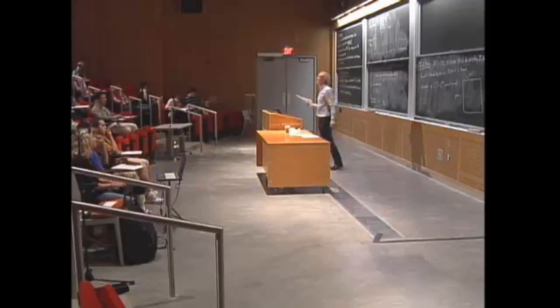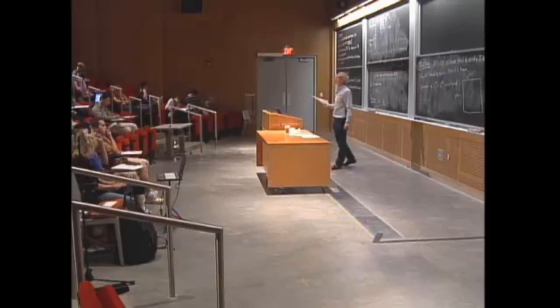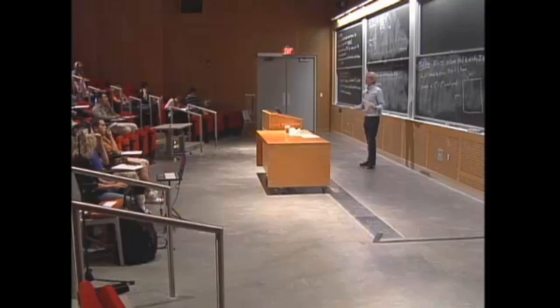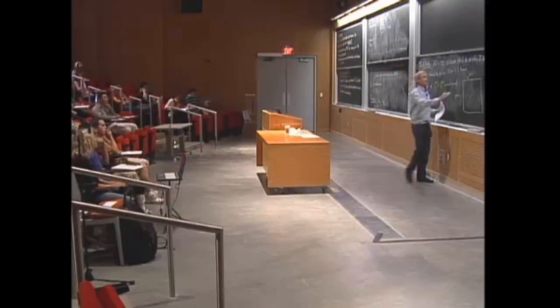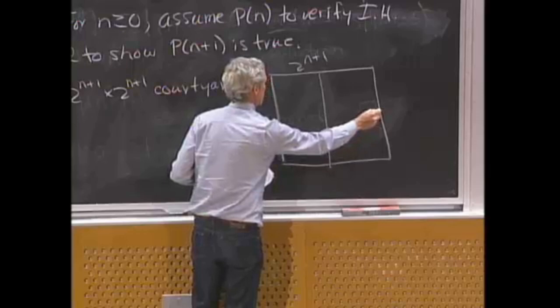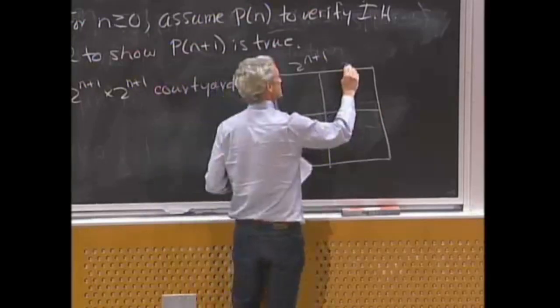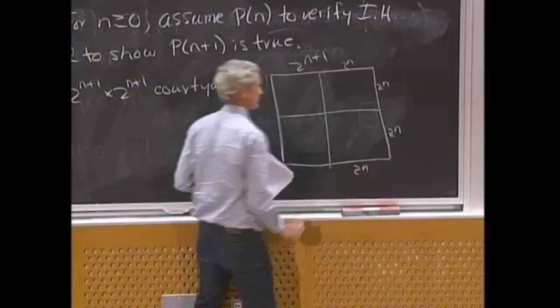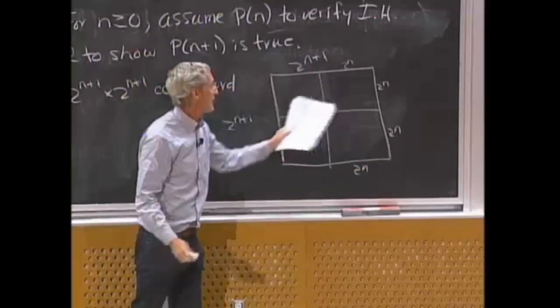Yeah? Oh, never mind, I don't think it works. I was about to say that would be as if 2 to the n would divide that into 4 blocks. Good idea. Let's divide our courtyard into 4 blocks. That's a great idea. And now each of these is 2 to the n by 2 to the n, right? And I can apply the inductive hypothesis there.